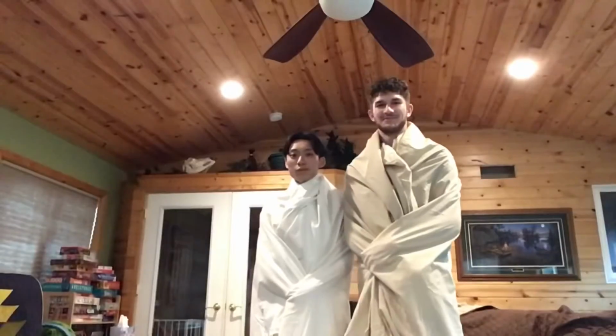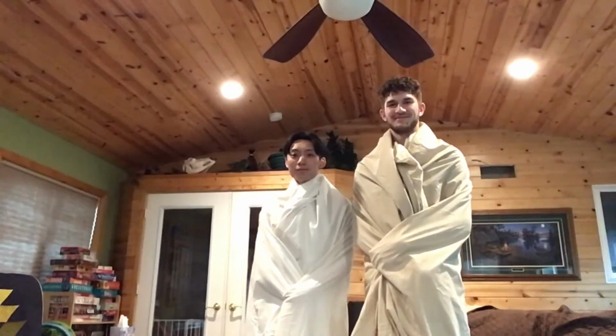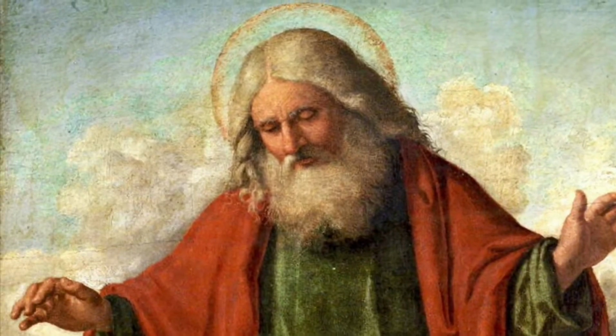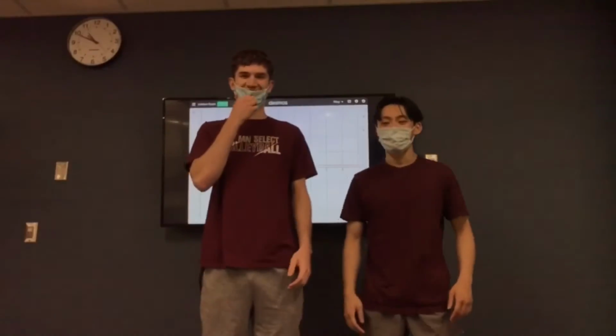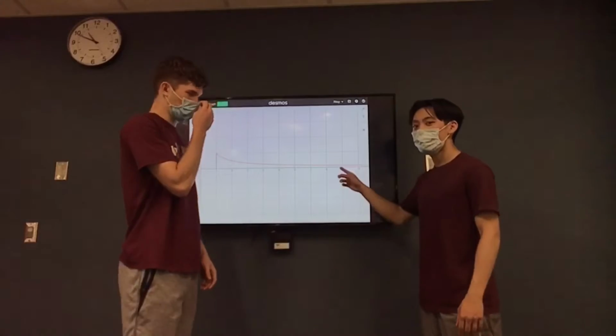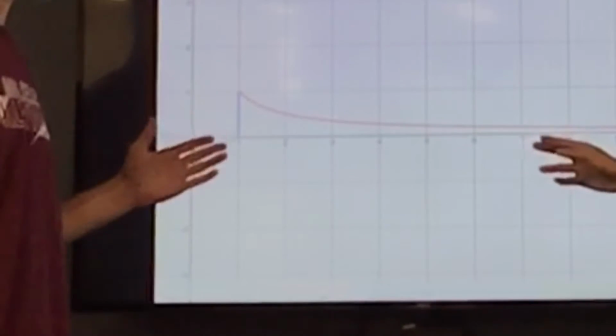Sup, God? We have a new horn to propose to you. Tell me more. It has an infinite length, so it has an infinite surface area. Oh, but it also has a finite volume, God. Prove it to me. Now, God, this is our graph of how we're going to create our horn.